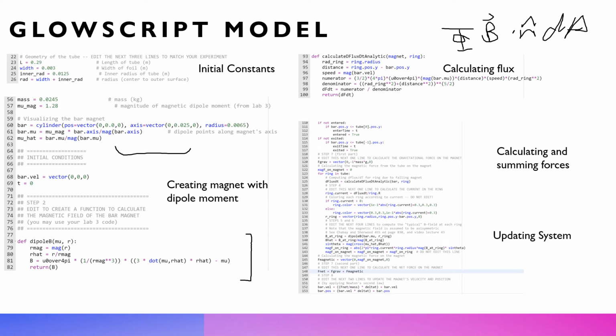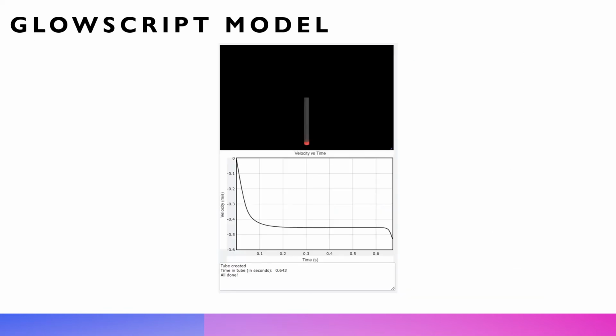And then here we're talking about Newton's second and third law. We're calculating and summing the forces, and then we are updating the velocity and position down here. And so then here is this visualized. The simulation isn't running. You can see down here the bar at the bottom, and then you can additionally see the velocity versus time graph. You can see right here that our time taken was about 0.64 seconds.